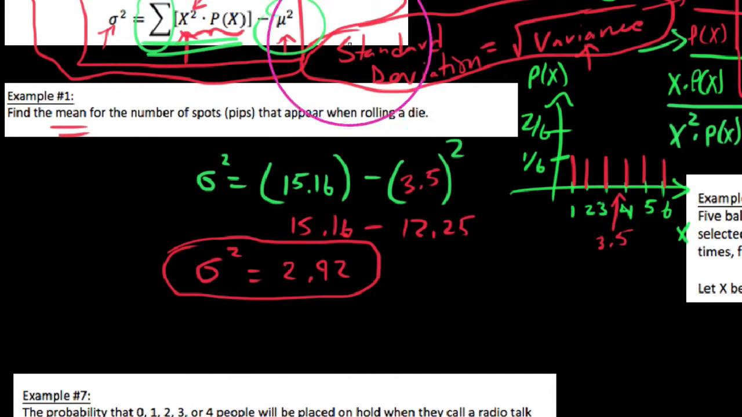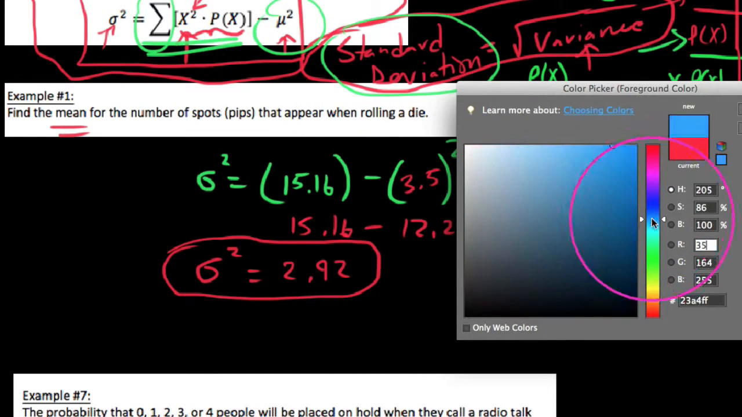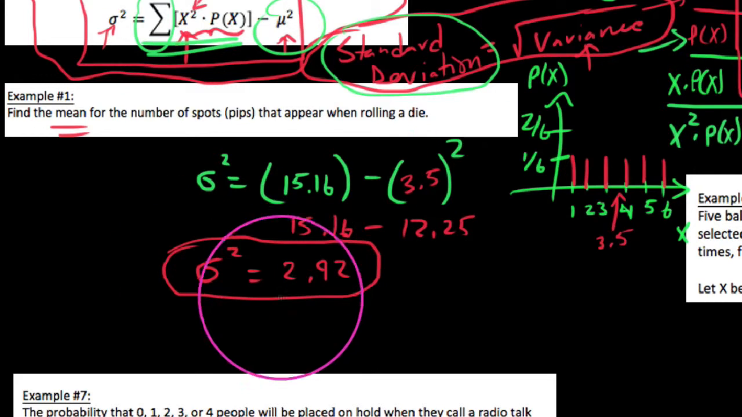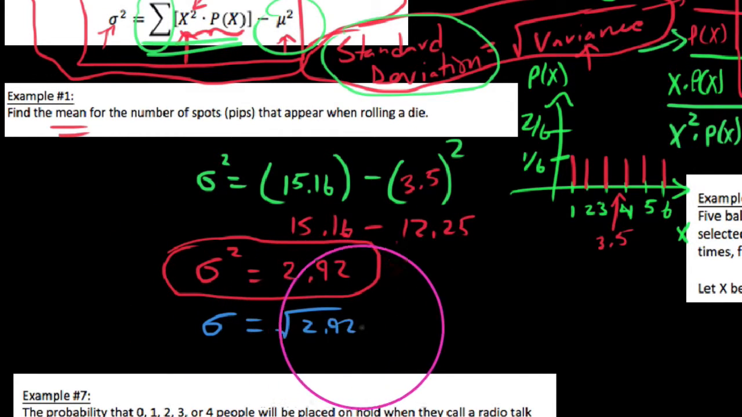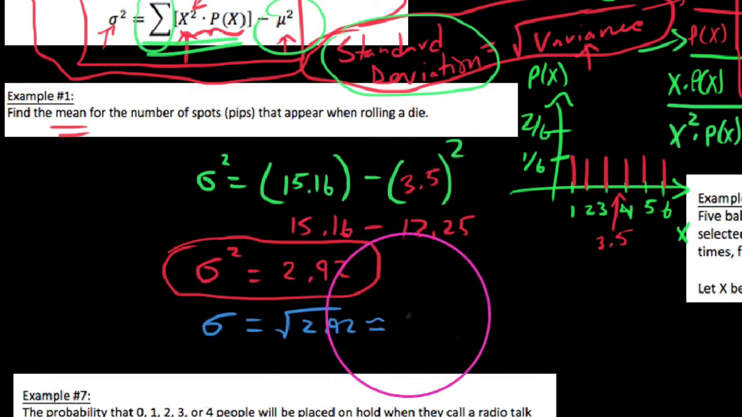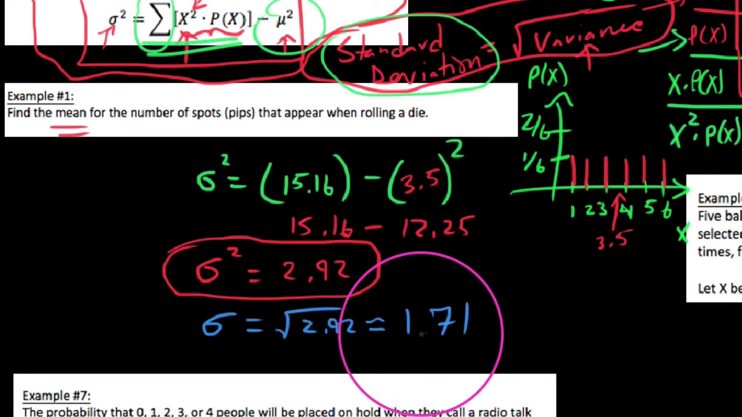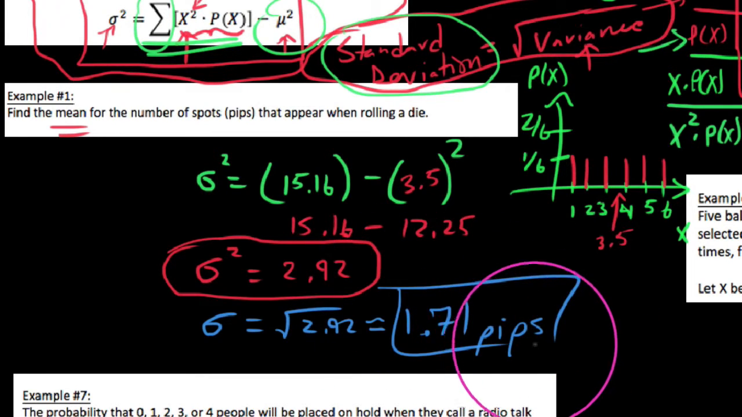And remember, we said in order to find the standard deviation, we actually have to take the square root of the variance. Okay, so now we need our calculator to tell us, well, what is the square root of 2.92, which is approximately, and since we have this out here, let's go ahead and pull it back out. If we were to take the square root of this, we get about 1.71. So 1.71, and what I want to do is I want to label this. We're going to call this, just as we did our average, pips.